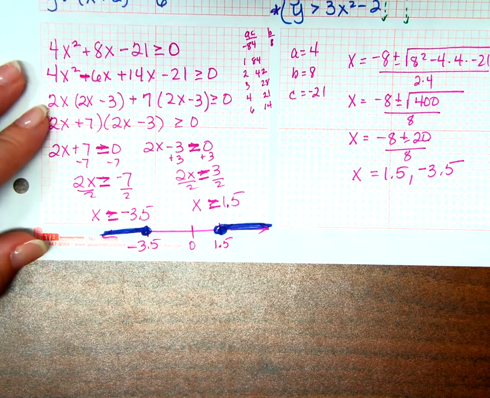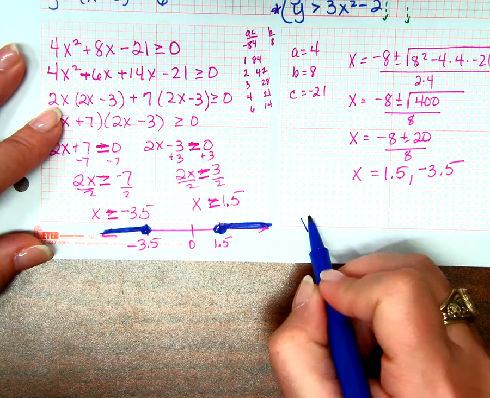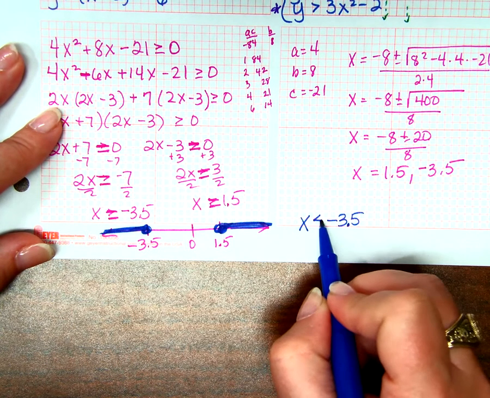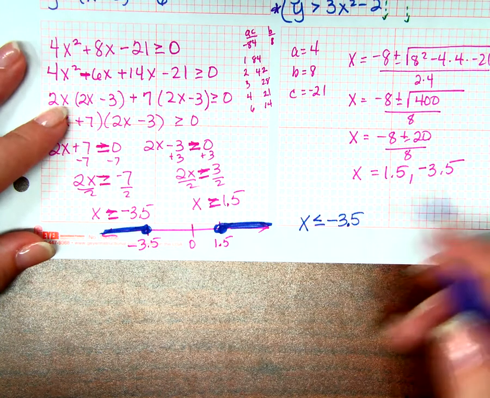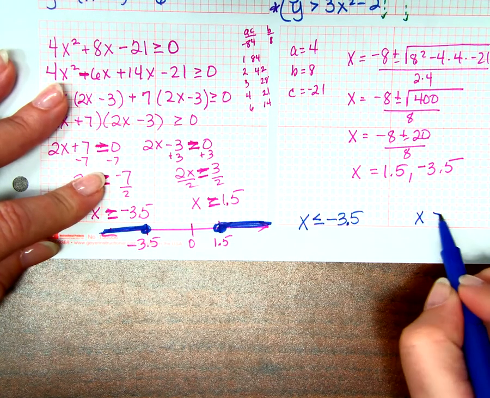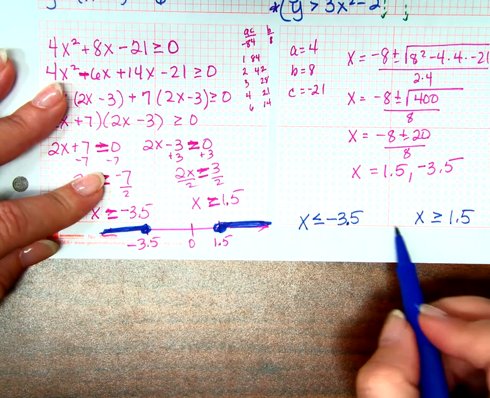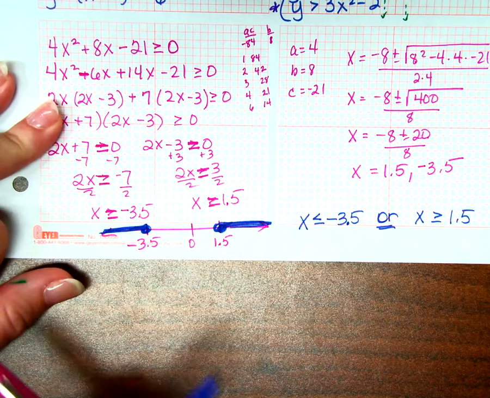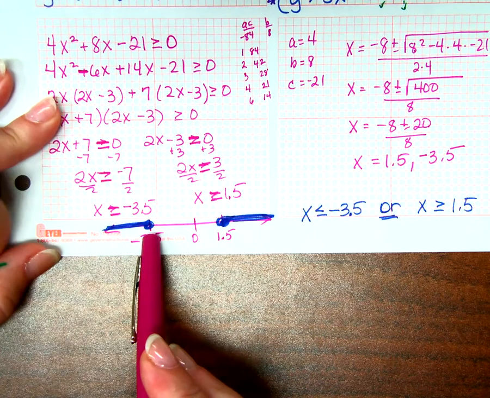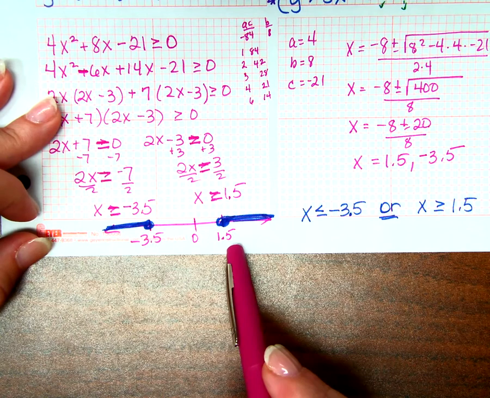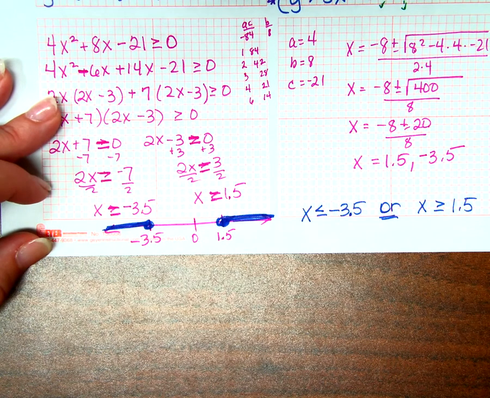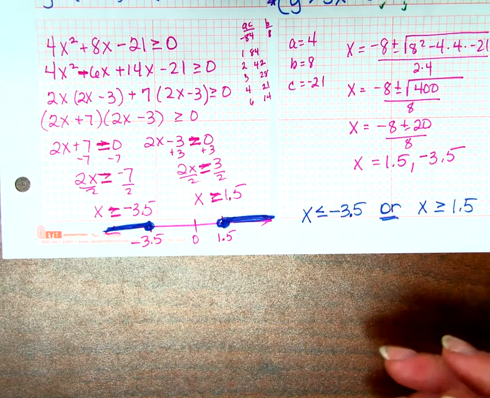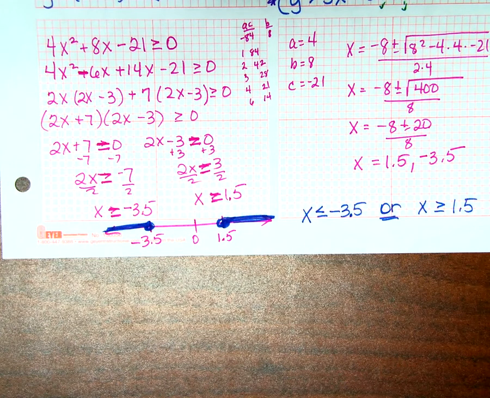So how do I write that answer? How is it related to negative 3.5? It is less than or equal to negative 3.5. How is it related to 1.5? Greater than or equal to 1.5. What's the word that goes in between them? Why is it or? You can't have both, right? There can't be a number that's less than negative 3.5 and greater than 1.5, correct? What if I shaded in between them? What would the word be? And more likely we'd write it a different way, right? We'd write it as one inequality instead of two separate inequalities.